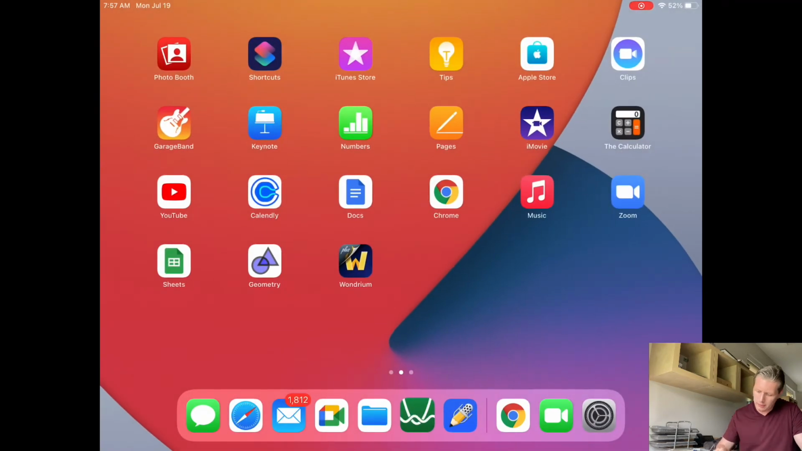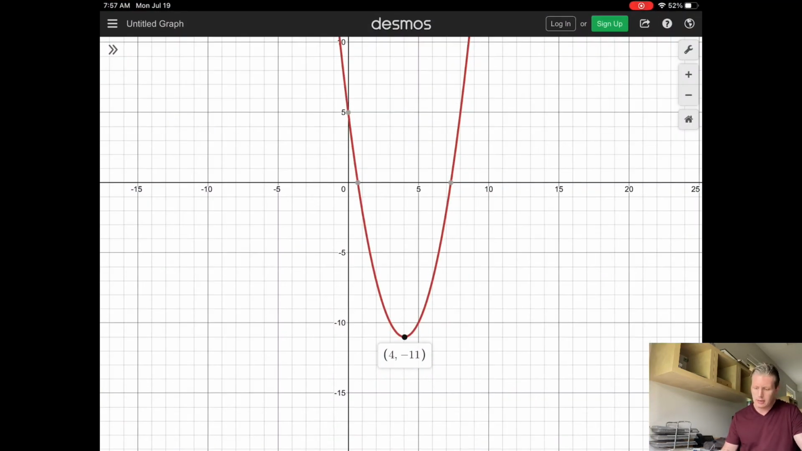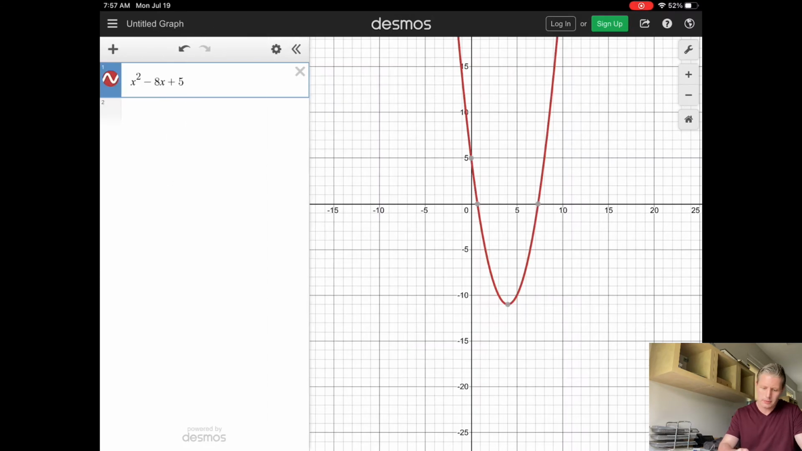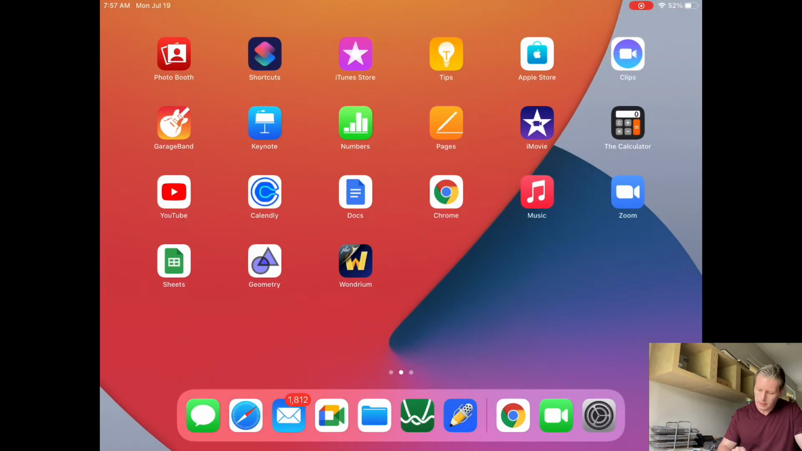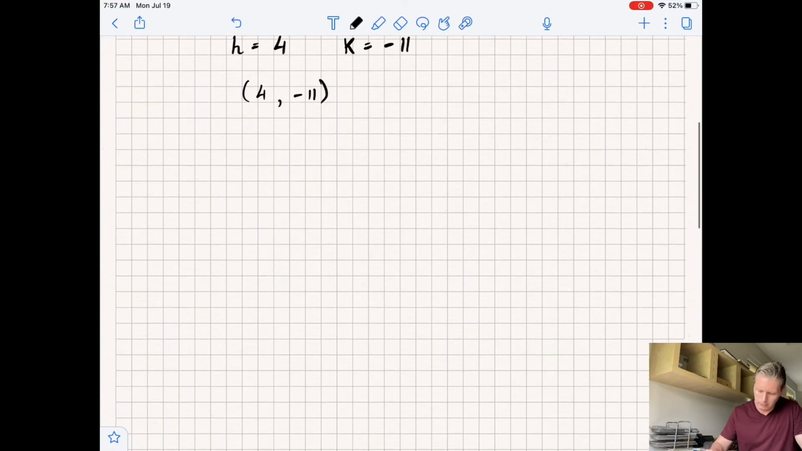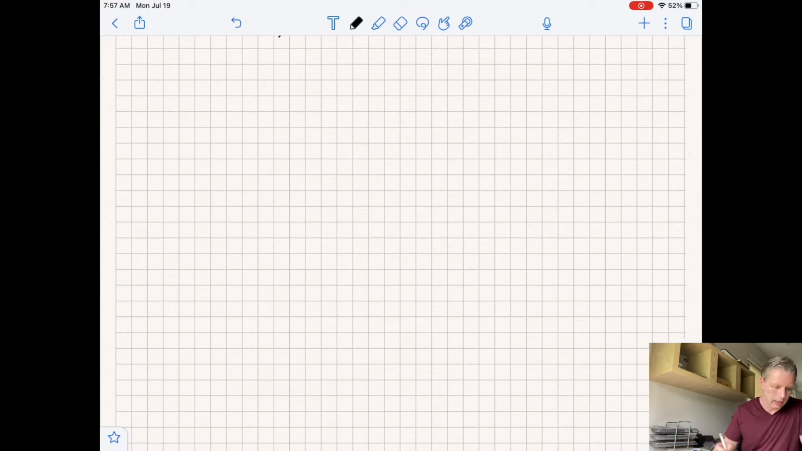So I have graphed it here on Desmos, and sure enough, there is your function. This is the function x squared minus 8x plus 5, and you see that this right here, 4, negative 11, is indeed your vertex. All right, let me take another problem.